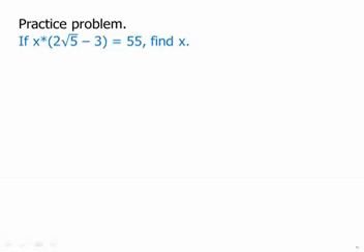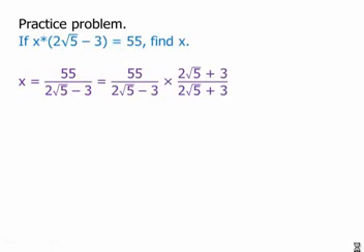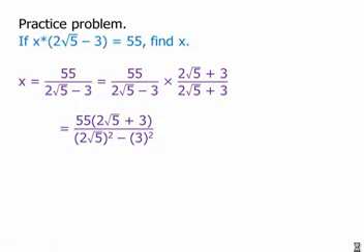Okay, so we need to get x by itself, so of course we're going to divide by everything in the parentheses. We have an expression in the denominator involving addition or subtraction with a radical, so we're going to multiply by the conjugate. We have a 2 root 5 minus 3. We need to multiply that by a 2 root 5 plus 3. And so I'll multiply by that. In the numerator, I'll just leave it undistributed. In the denominator, I'm going to get 2 root 5 squared minus 3 squared.